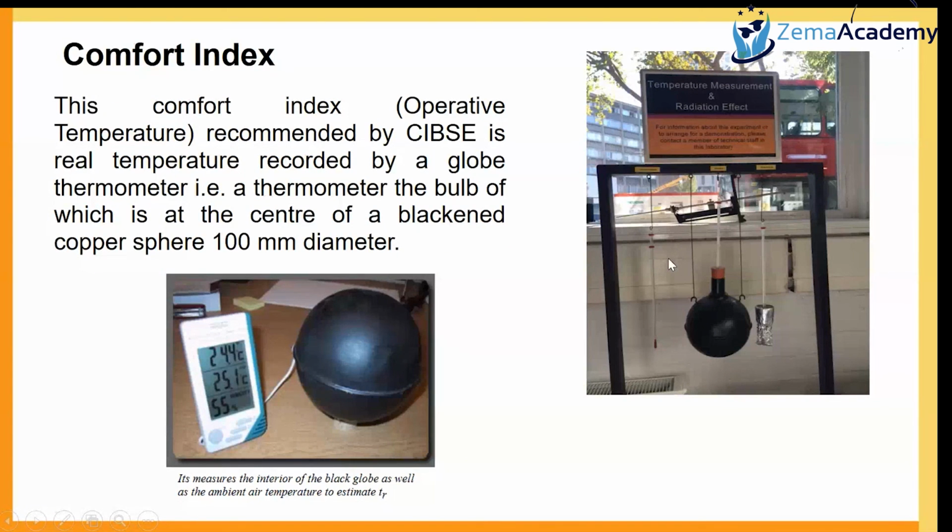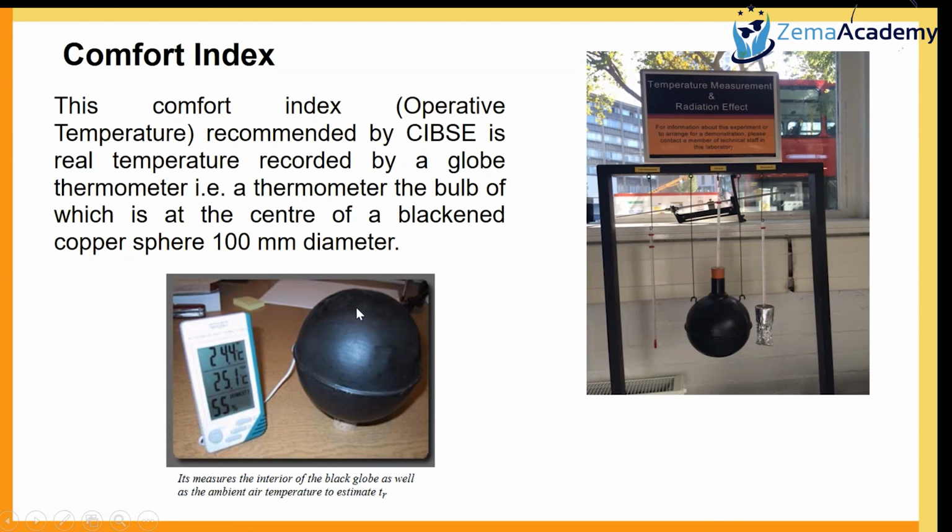So this comfort index, operative temperature, is recommended by CIBSE. It's a real temperature. It can be recorded by a globe thermometer. That is a thermometer, the bulb of which is at the center of this blackened copper sphere, which is around 100 mm in diameter. So the thermometer is inside this globe.